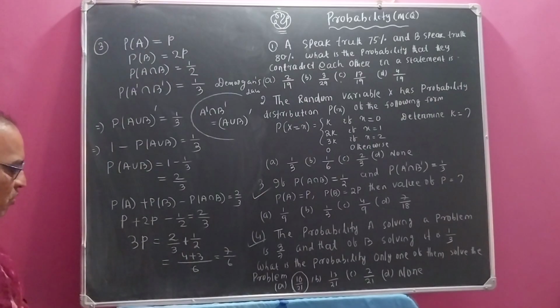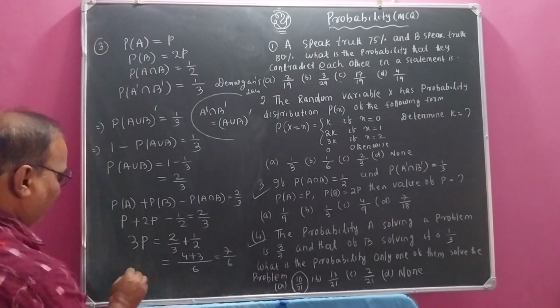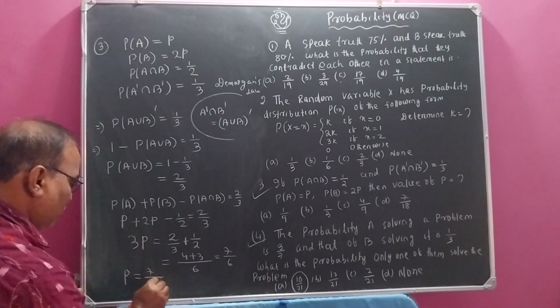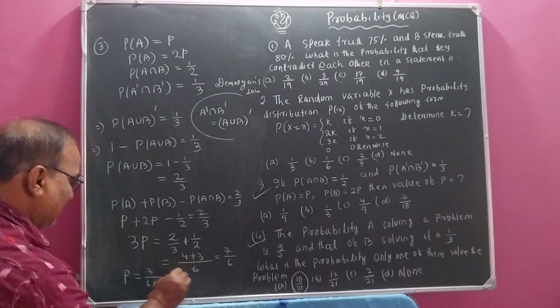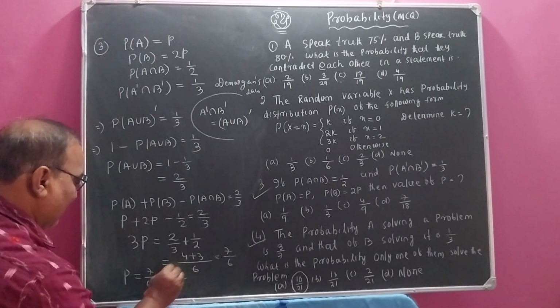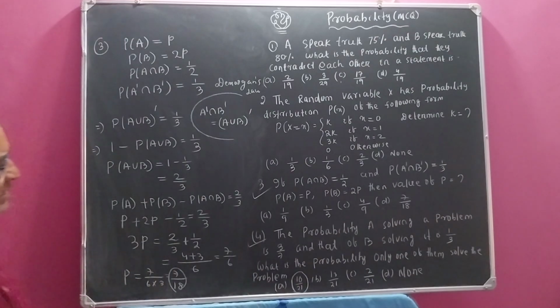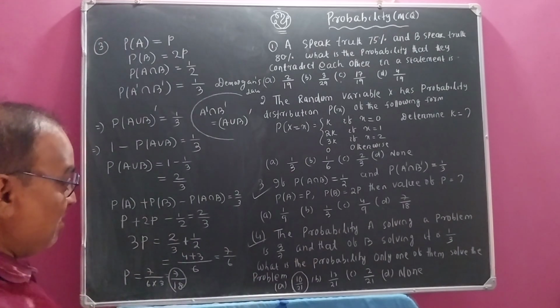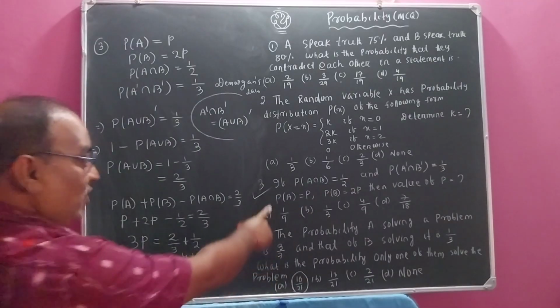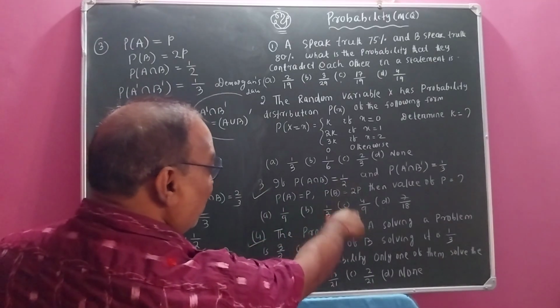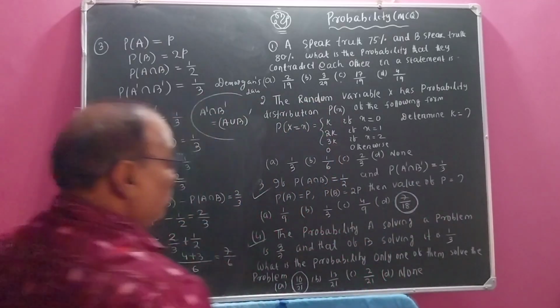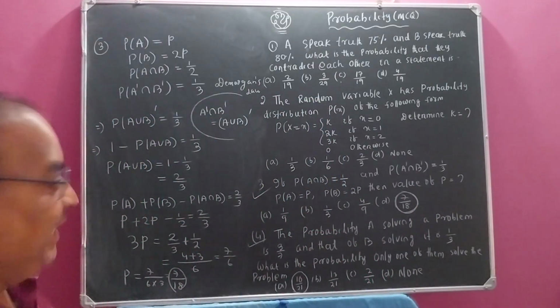3P is equal to 7 by 6. So P is equal to 7 by 6 into 3. That is 7 by 18. Okay. 7 by 18 is the correct answer. The value of P is coming out. But in our choice, it is 1 by 9, 1 by 3, 4 by 9, 7 by 18. So the correct answer goes to the choice number D.